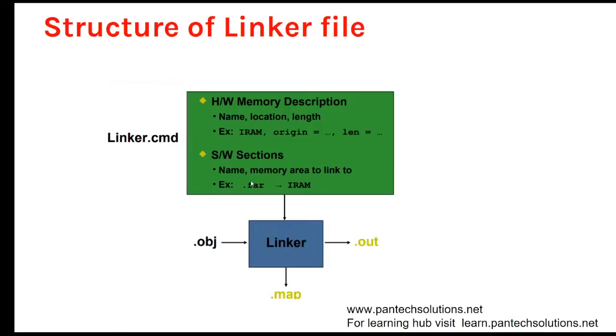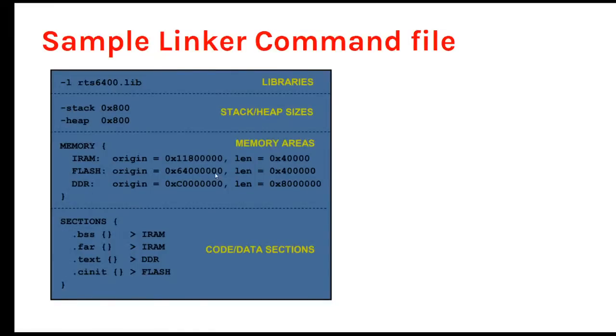So in the software section, you have to map the sections to the memory, like .var to IRAM. This is a sample code. The memory sections: you have IRAM, flash, and DDR. This is the starting address, and this is the length, the size of the memory. And for the sections, you have to initialize .bss to IRAM, .text to DDR, and .cinit to flash. So these are the sections for which you have to allocate the memory.